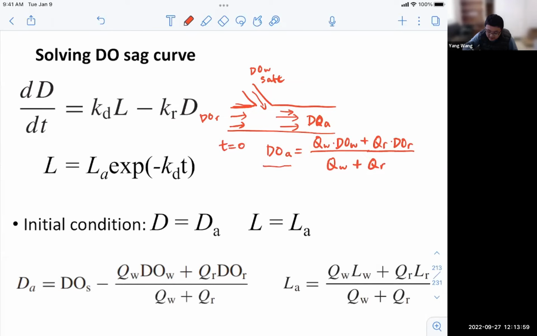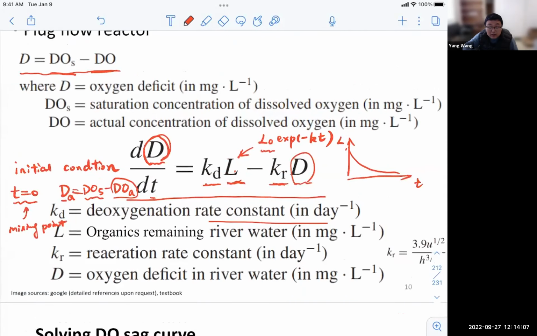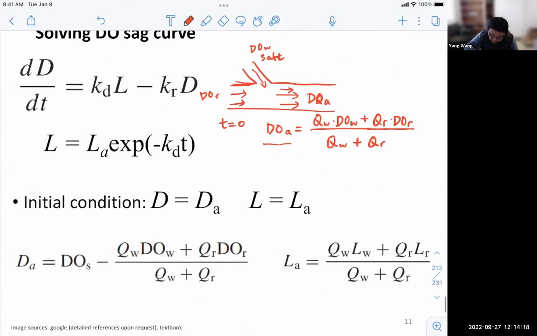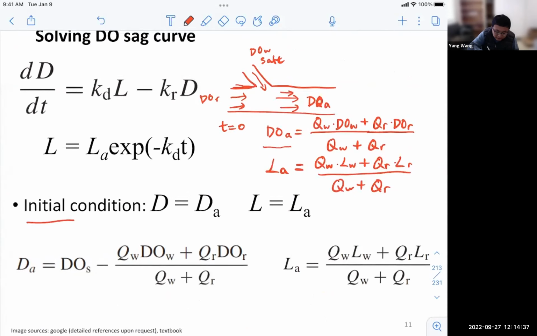Okay, so it's the same for the organics concentration. You remember here for the organics, we said that it's dependent on the initial condition. Basically, it's dependent on the initial organics concentration at the mixing point, LA. So LA can be calculated by QW multiplied by LW plus QR multiplied by LR, divided by QW plus QR. Okay, so this is how we can find out the initial condition.